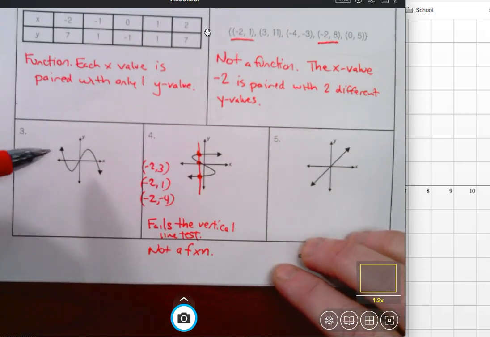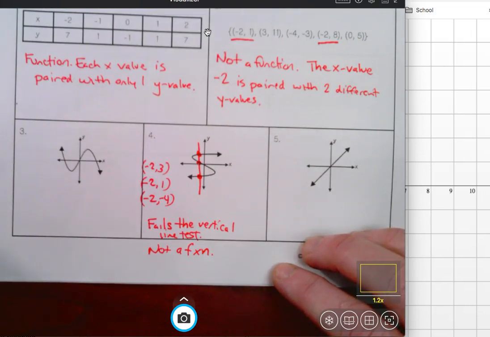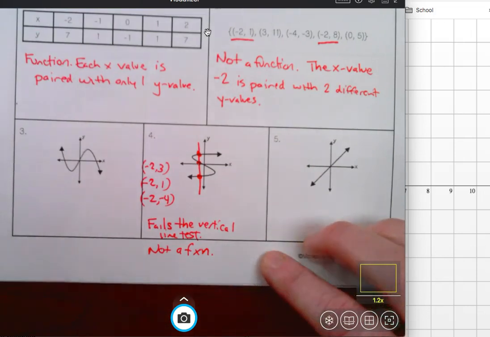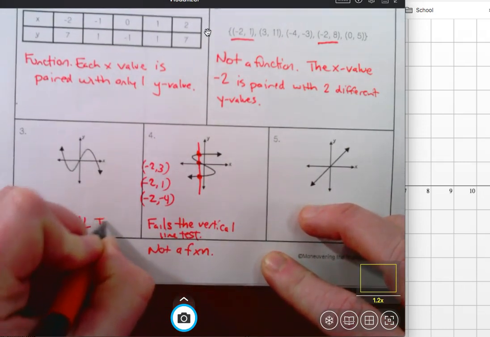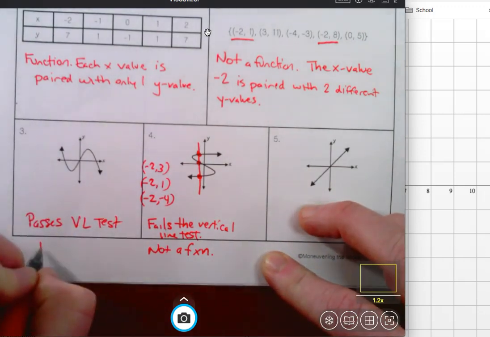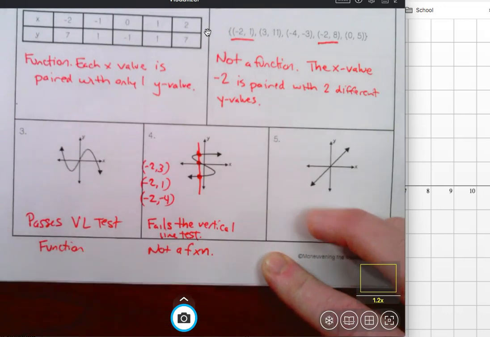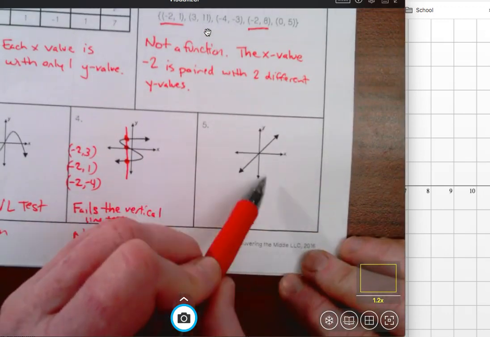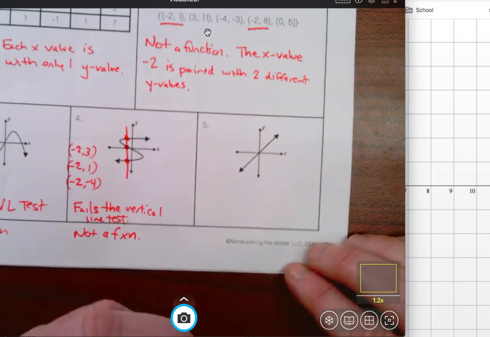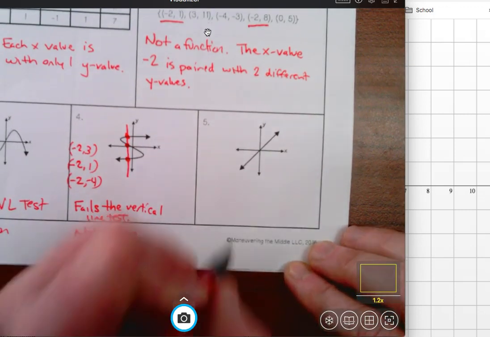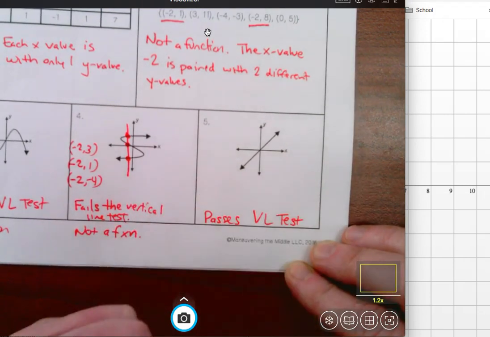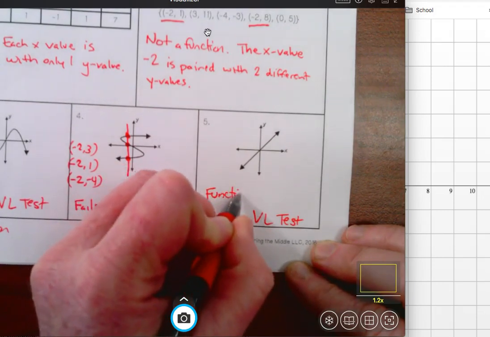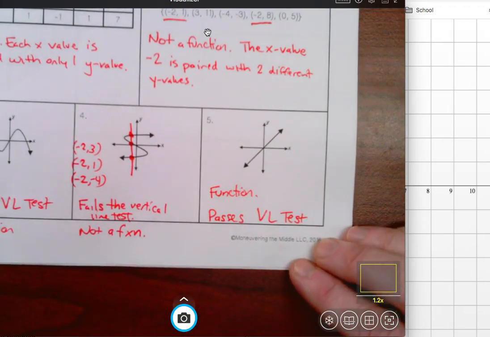Now let's take a look at 3. Is there anywhere that we could draw a vertical line and hit the graph at more than one place? No. It passes the vertical line test. I'm going to write vertical line test. So it is a function. How about this one? Is there a vertical line that I could draw that hits the graph at more than one place at one time? No. It passes vertical line test. It is a function. So those are some good examples of functions and no functions.